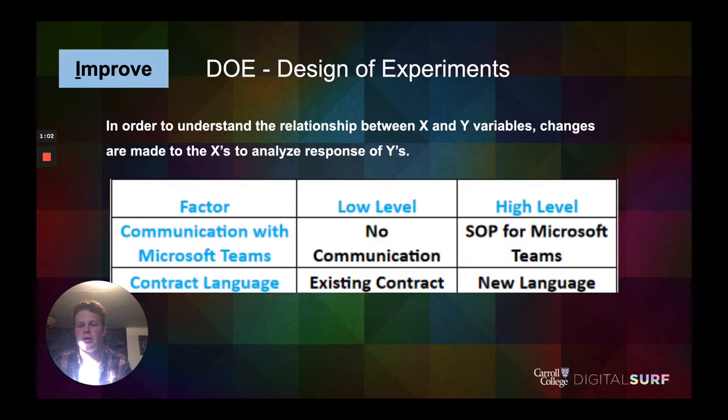So our DOE is done to understand how our X variables affect our Y variables, which to restate again is our medical record duplicate requests. So with that, we want to understand how our X variables, the communication with Microsoft Teams and our contract language, affect whether or not we are still getting duplicate medical requests. So with this, it's very crucial that we create a plan to track the data to make sure these experiments are relevant and accurate.